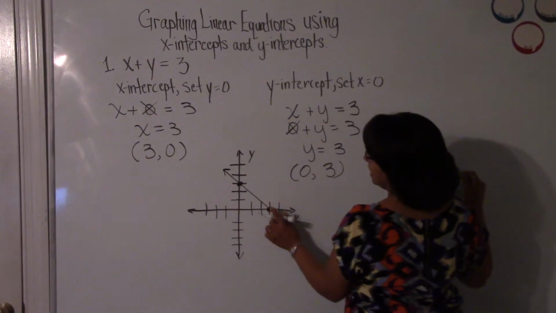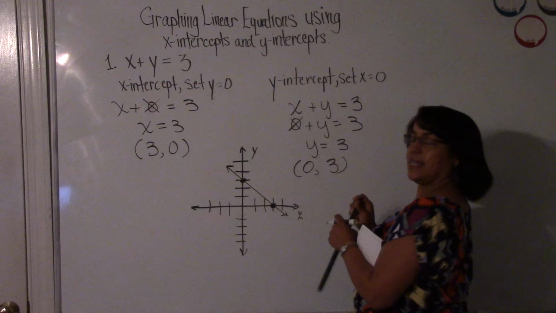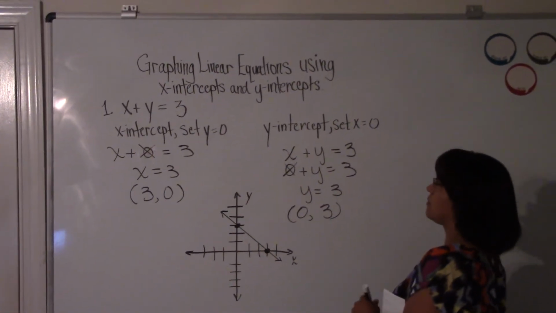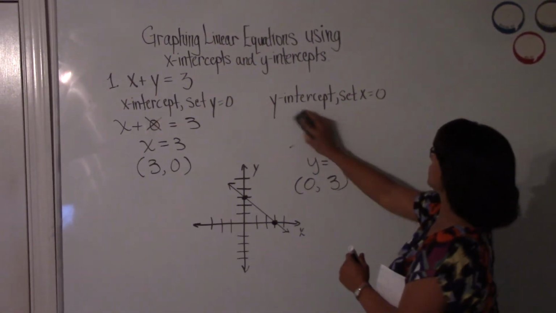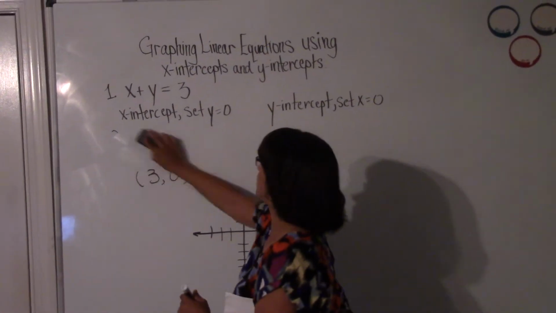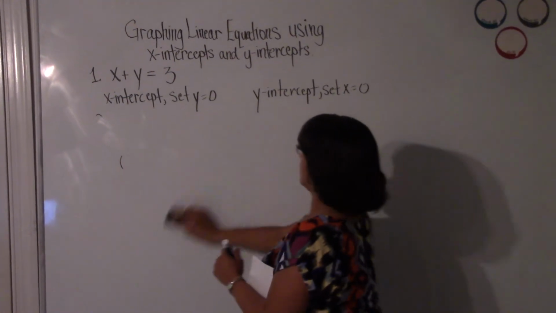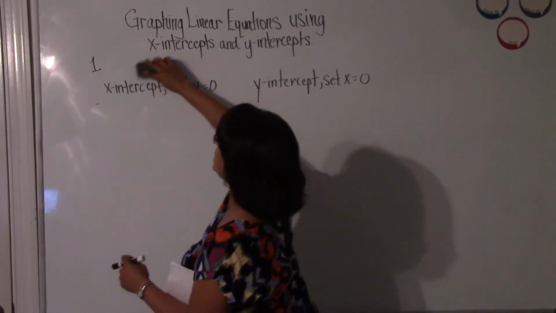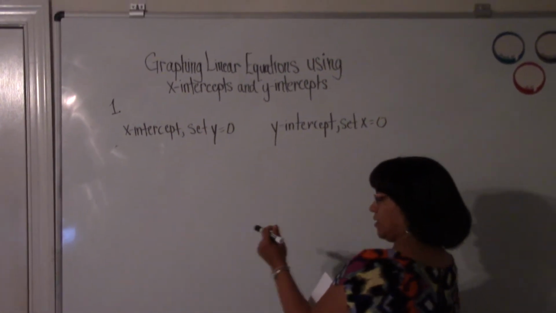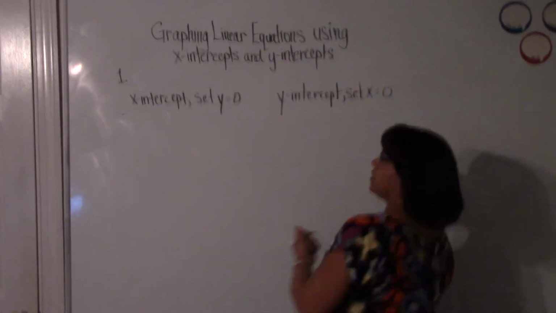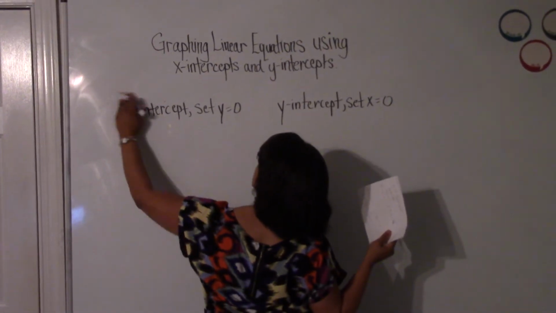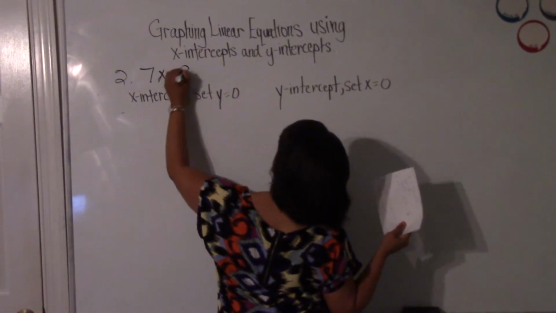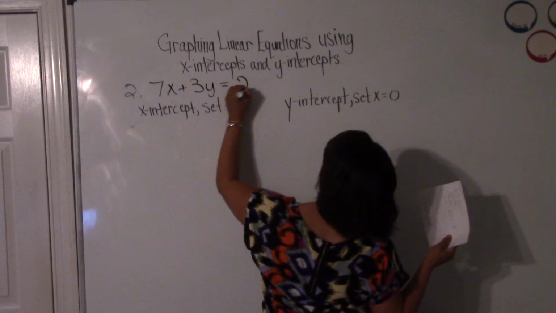Y-intercept on the y-axis, x-intercept on the x-axis. That's good. Let's move on to number 2. For number 2, we have a different equation, but we still use the same procedure because we're still using x-intercepts and y-intercepts. So let's use 7x plus 3y is equal to 21.